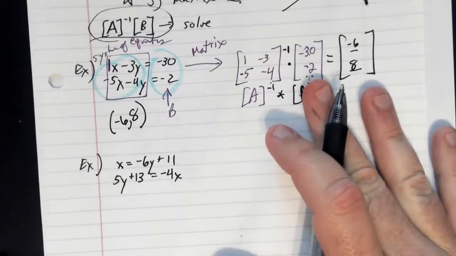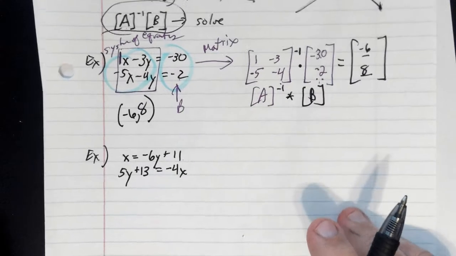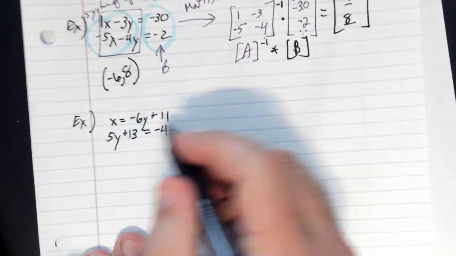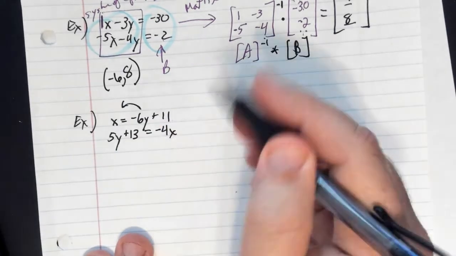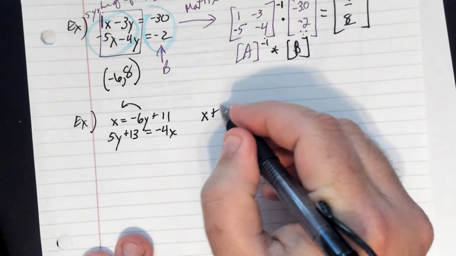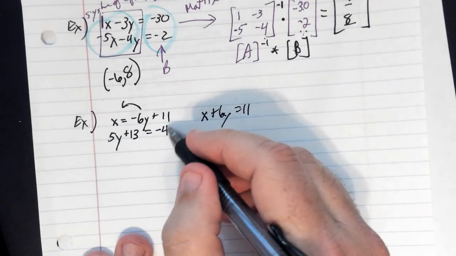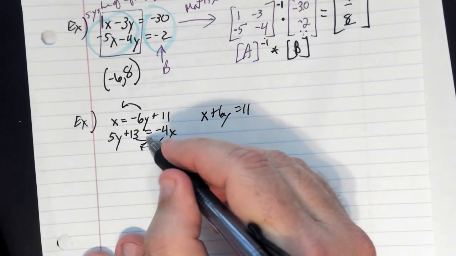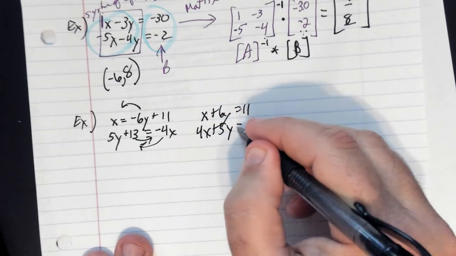Okay? So let's look at this second example. Let me copy it down here. First and foremost, everything has to be on the same side. This has got to come over here. So this is actually going to be x plus 6y is equal to 11. And I'm going to move the x over and the 13 over. So it's going to be 4x plus 5y is equal to negative 13.